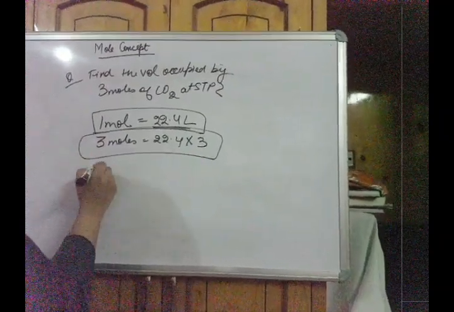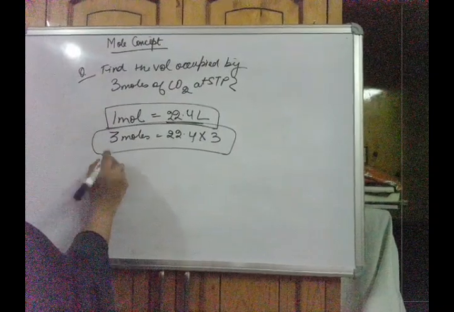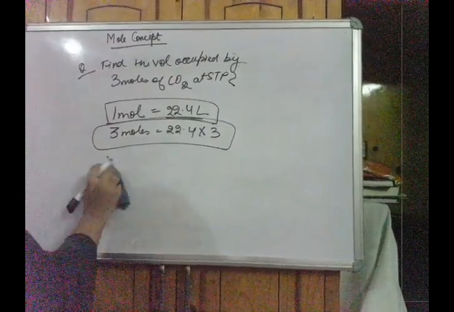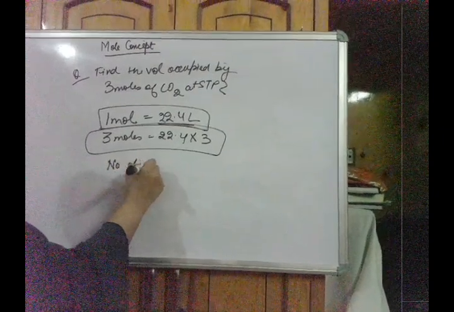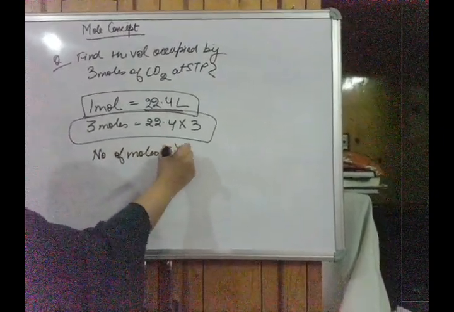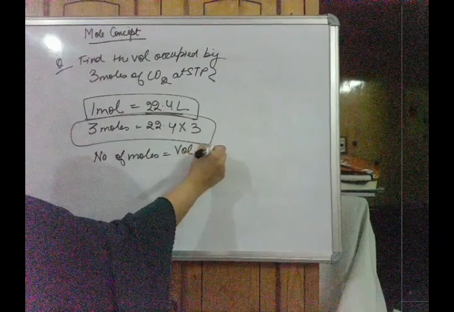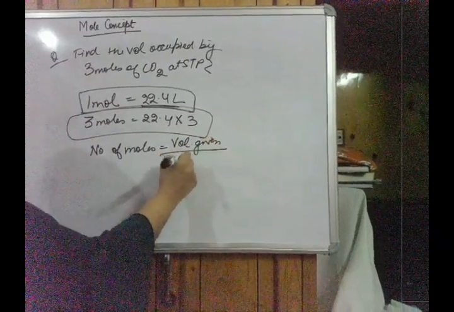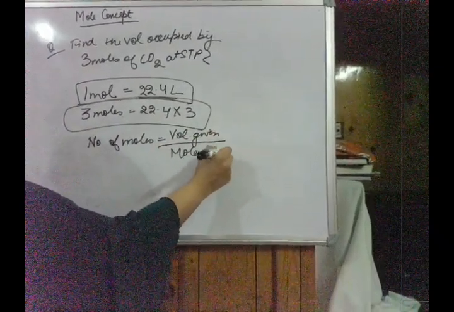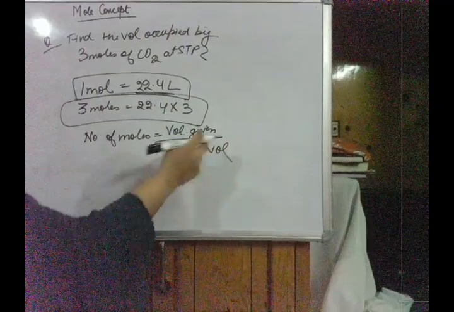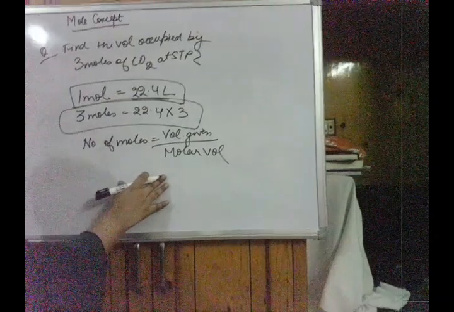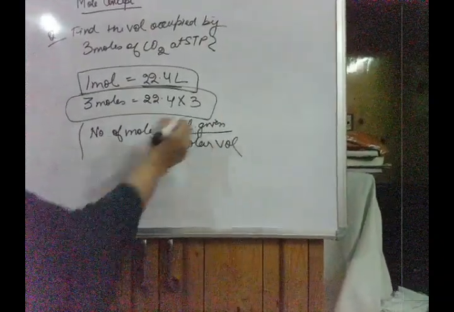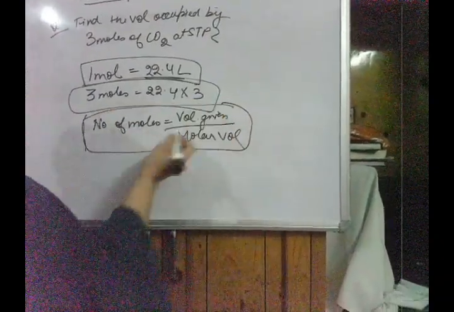So by this we can find our number of moles. One more formula we are discussing: number of moles is equal to given volume divided by molar volume, the same way as given mass divided by molecular mass, which we have discussed earlier. In this type of question, you can use this formula.